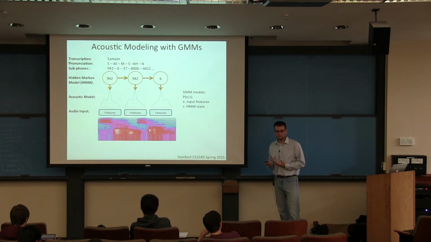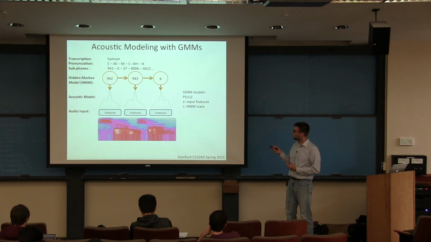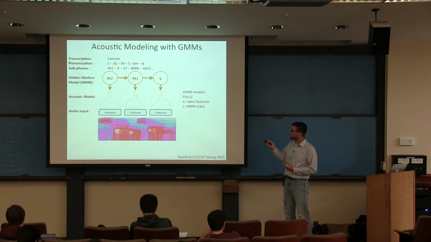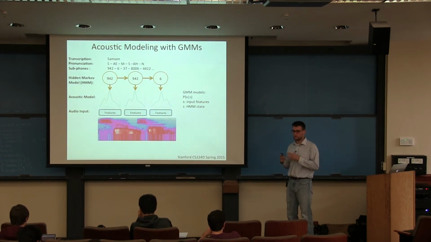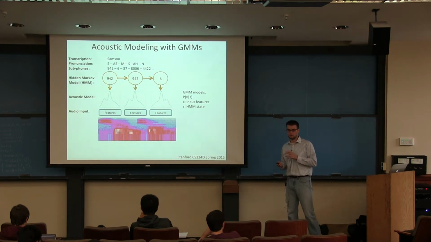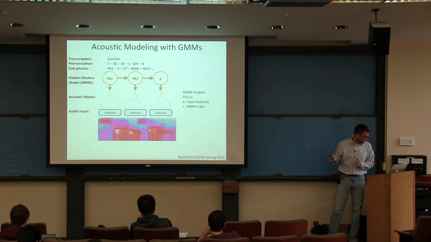And if you have a lot of data, Gaussian mixture models are reasonable density estimators. So they give you a reasonable distribution P of x given S, where x is your features and S is your state. So it's a generative model: if I'm in this state, I should be observing features that look something like this probability distribution. Does this make sense? Any questions about this framework? Good.